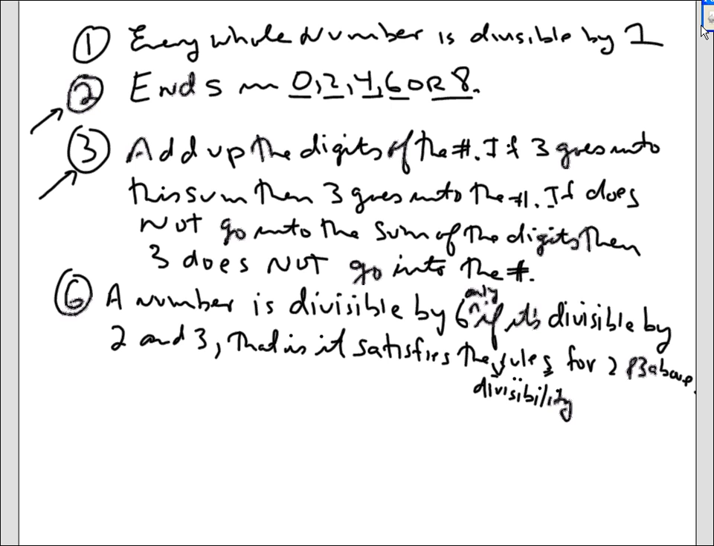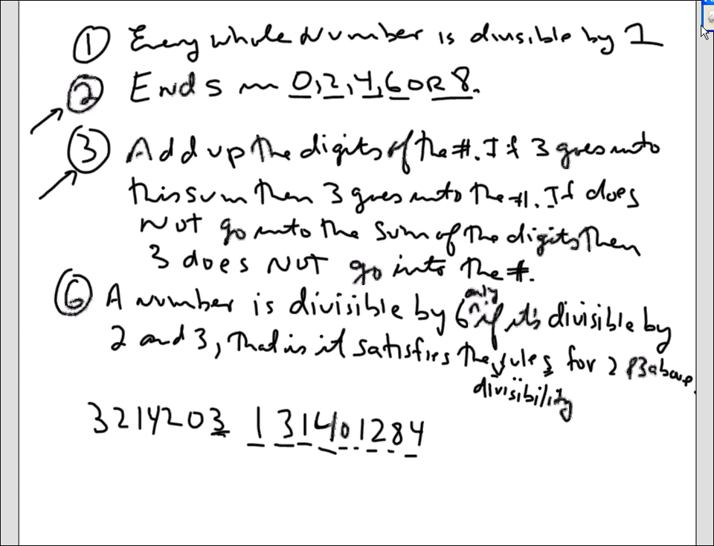So for example, 3, 2, 1, 4, 2, 0, 3. This will not be divisible by 6 because it's not an even number. 3, 1, 4, 0, 5, 1, 2, 8, 4. This is an even number that will satisfy the divisibility rule for 2. So now is it divisible by 3? We add up the digits. 3 and 1 is 4, plus 4 more is 8, plus 0 is 8, plus 1 is 9, 11, 19, 23. If I add 1 more, that's 24.